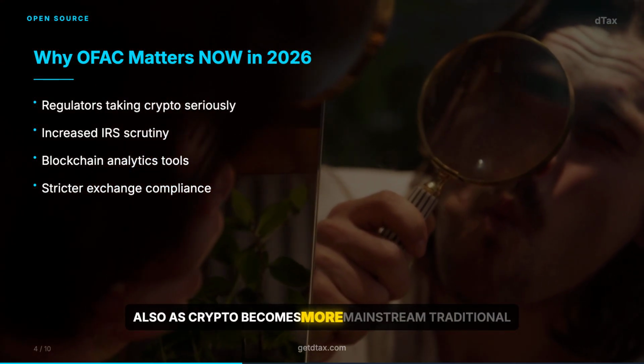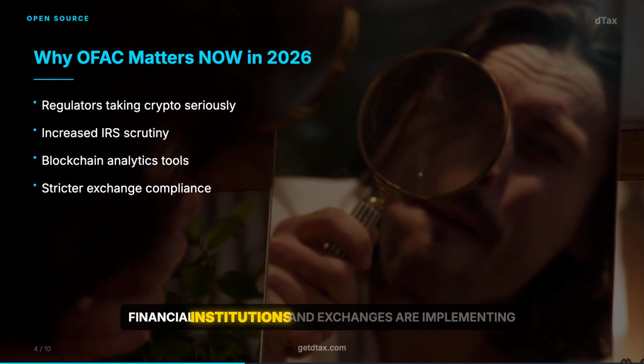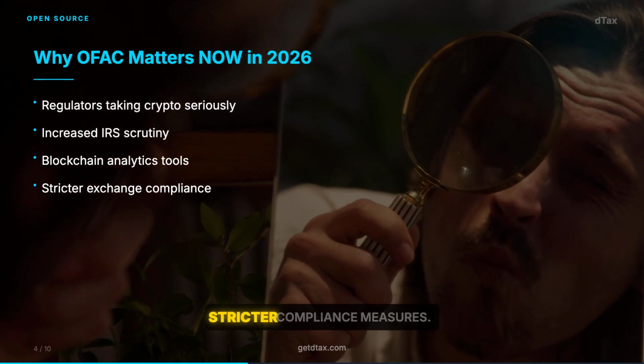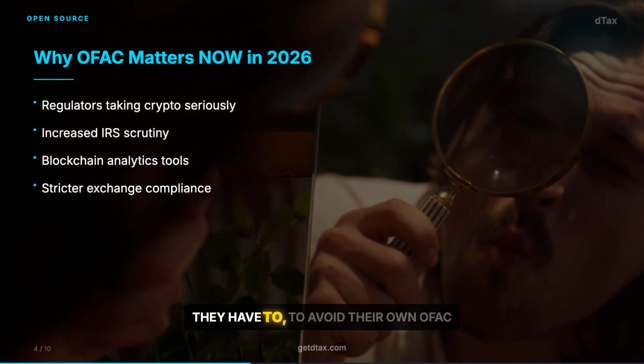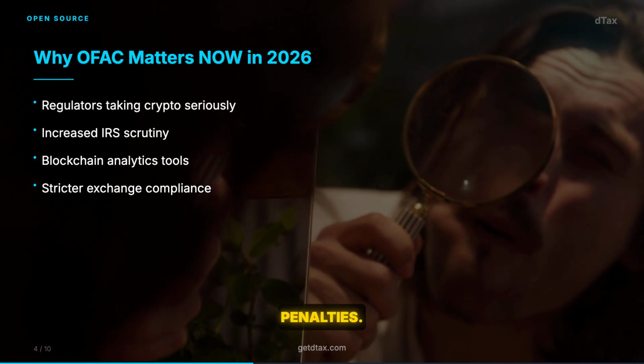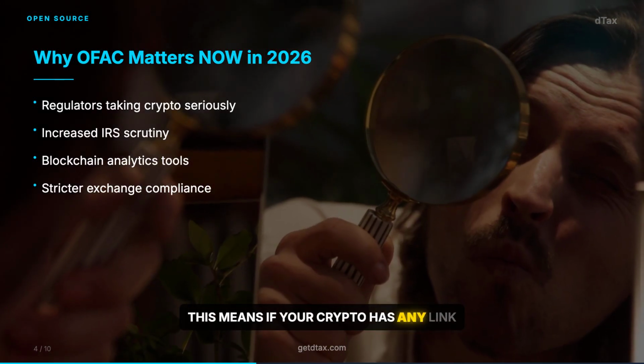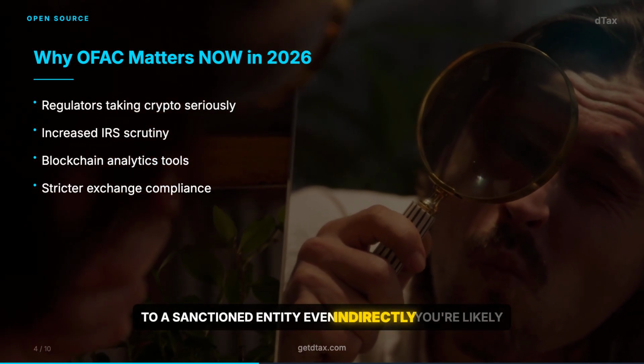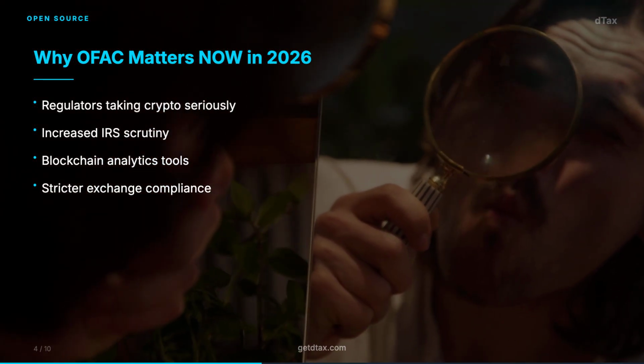Also, as crypto becomes more mainstream, traditional financial institutions and exchanges are implementing stricter compliance measures. They have to avoid their own OFAC penalties. This means if your crypto has any link to a sanctioned entity, even indirectly, you're likely to get flagged.